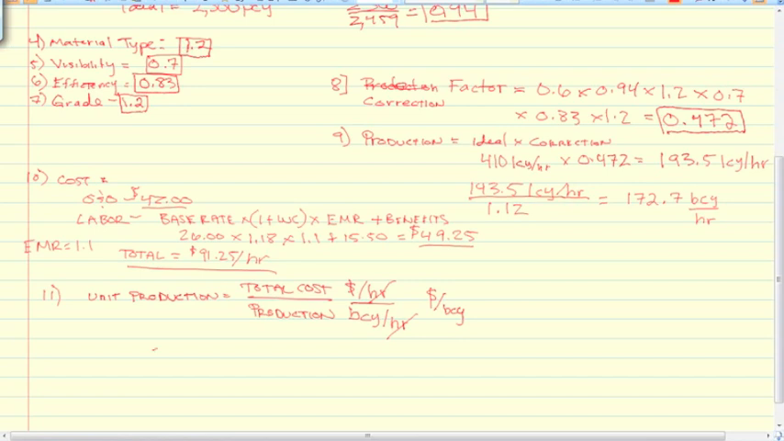So we go ahead and do this out. We get $91.25 per hour, and we're going to divide by 172.7, and this is bank cubic yards per hour, and we come out with 0.53, or 53 cents per bulk cubic yard.